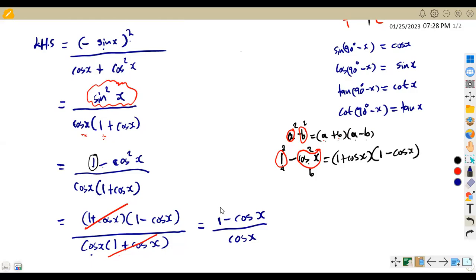Here we can't do anything. Maybe if it is a condition like this, you can write it as 1 over cos of x minus cos of x over cos of x. That is when maybe the question is written in another way. But at this part, we can say we have simplified to the last part.